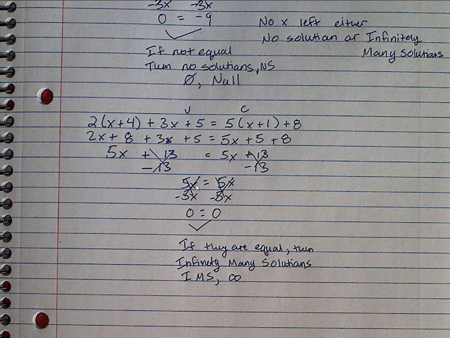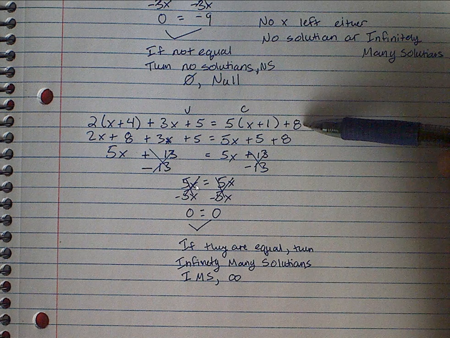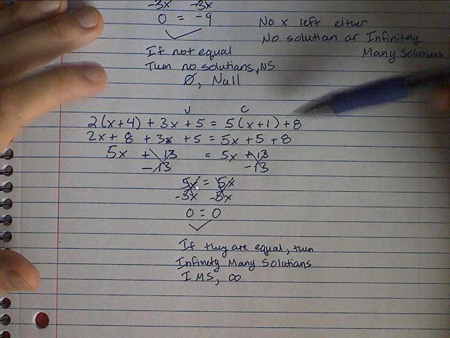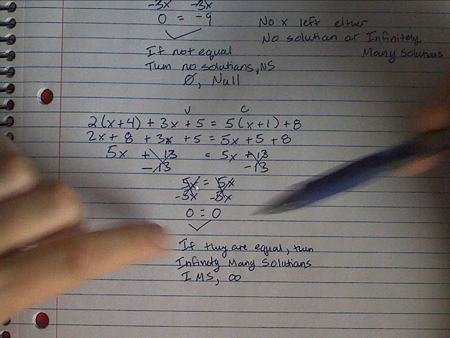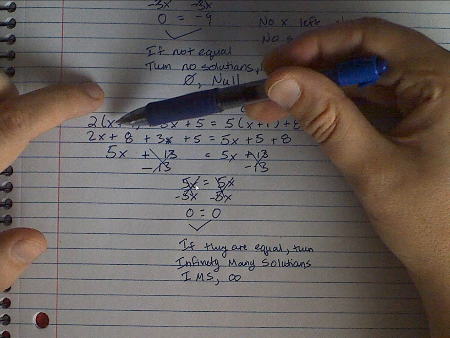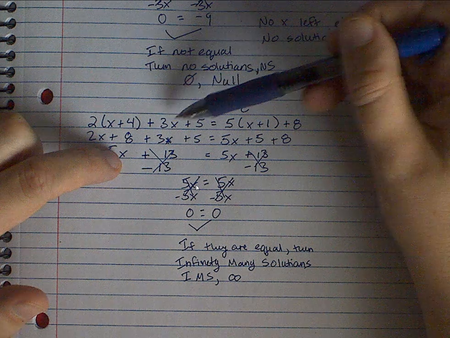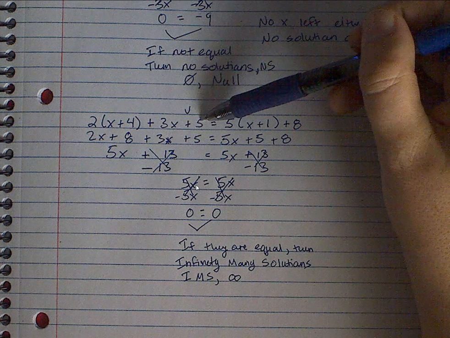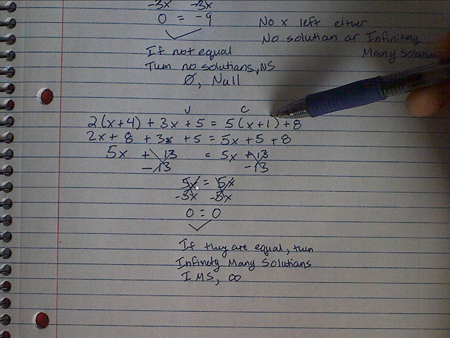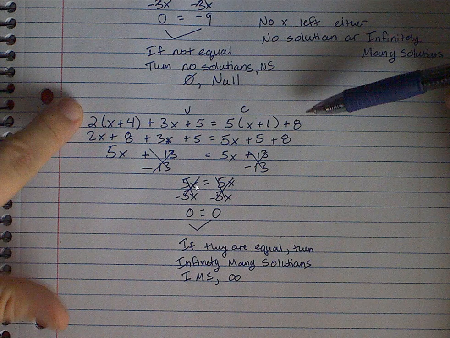So no matter what number, what this means is no matter what number I put in here for x up here at the very beginning, I could put 5 in here and it's always going to be true. And the reason it's always going to be true is because 0 is always going to be equal to 0. So if I put 5 in here at the very beginning, 5 plus 4 is 9, 9 times 2 is 18, 18 plus 15 is 33, 33 plus 5 is 38. Over here, 5 plus 1 is 6, 6 times 5 is 30, 30 plus 8 is 38. It balanced. If I put a different number in, it would balance too.